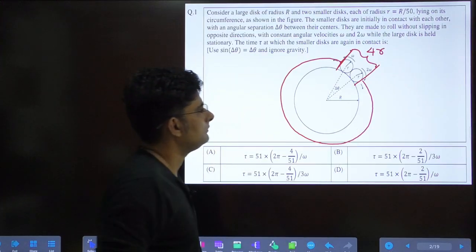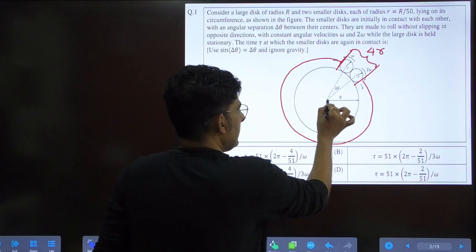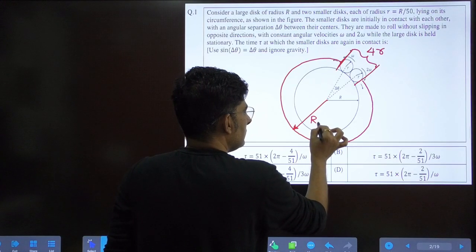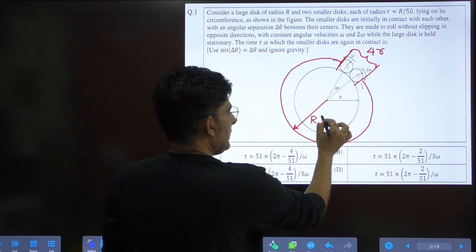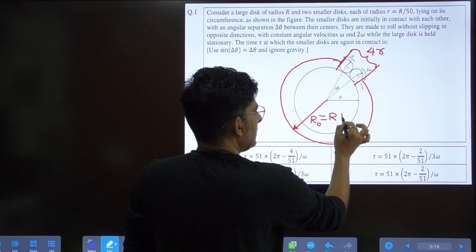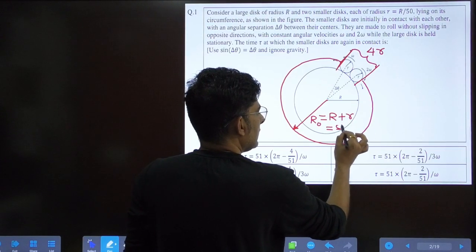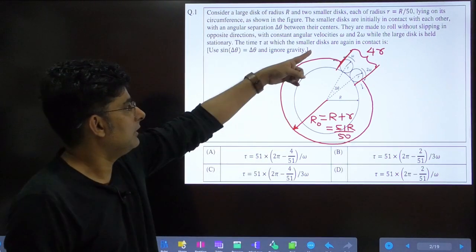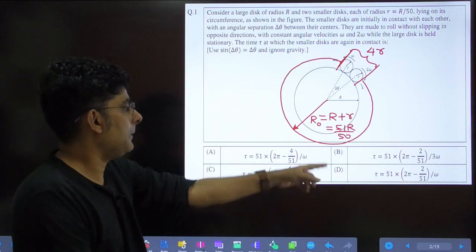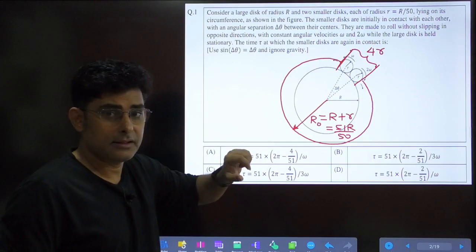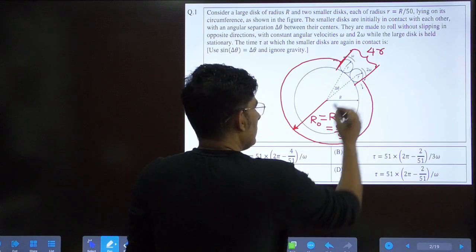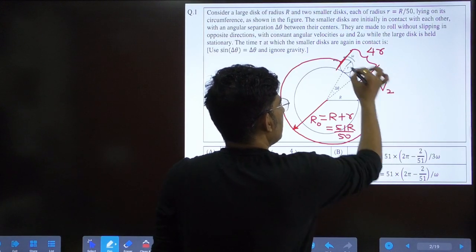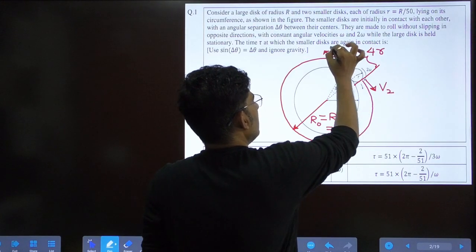Now if I take the radius of the circle traced by their centers, let's call it r0. So what will be r0? r0 is simply capital R plus small r, which will become nothing but 51r by 50, because small r is given as capital R by 50. So this will be the radius. Now relative to each other, if you see the speeds of centers, suppose I take this speed as v2 and this one speed as v1.